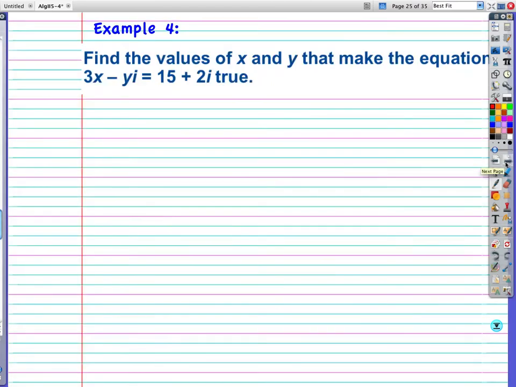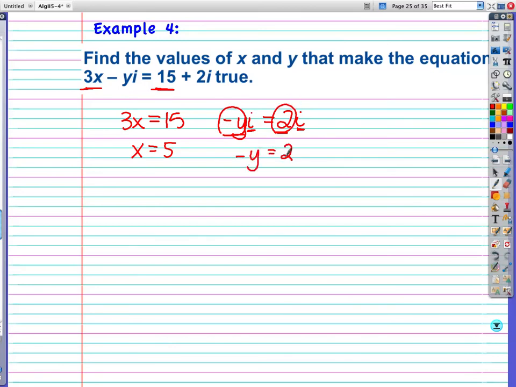All right, let's try this out. You do have to copy example 4. Okay, 3x is going to be equal to this part, the 15. Negative yi is equal to the 2i. Well, over here, x is 5. Over here, I have i equal to i, but now I have to match. I'm going to rewrite this just so we can see clearly. Negative y is equal to 2. Well, if negative y is 2, then y is equal to negative 2. Okay, find the values of x and y that make the equation true. Well, there you got it.